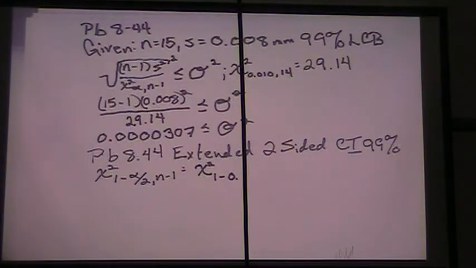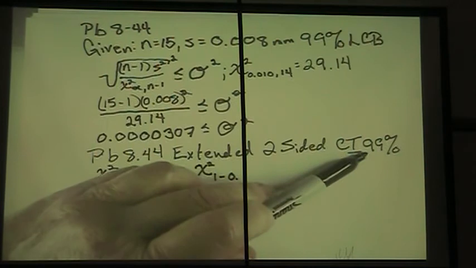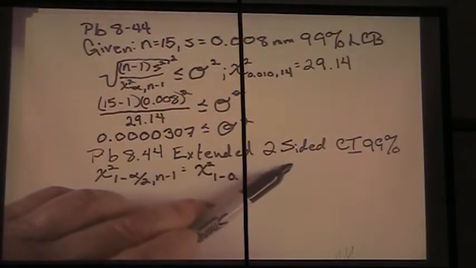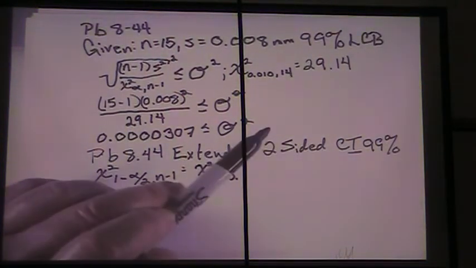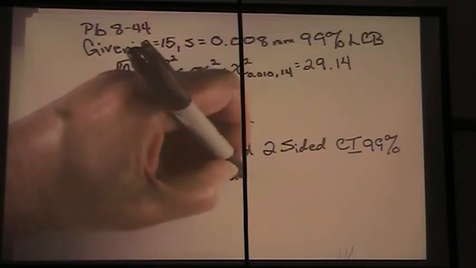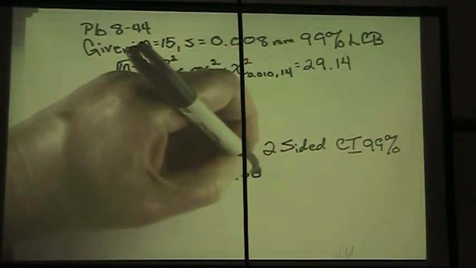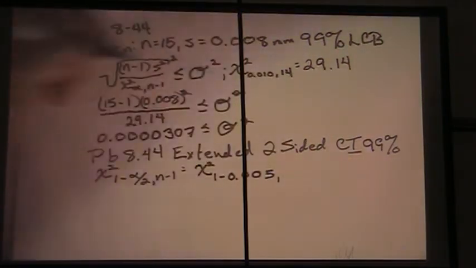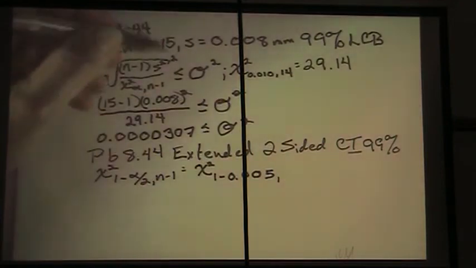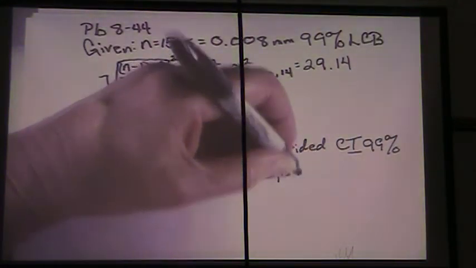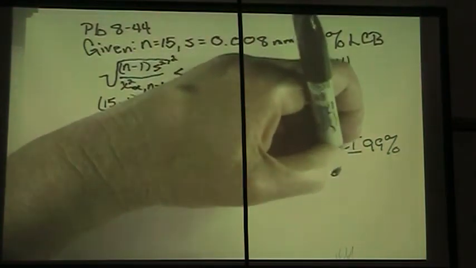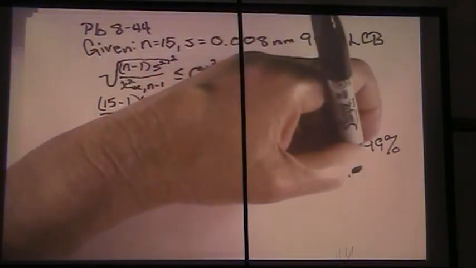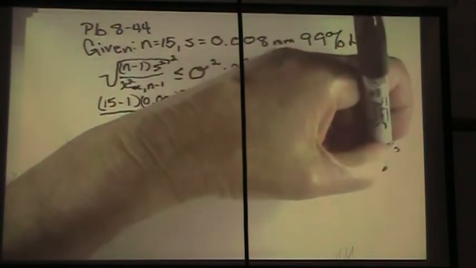In that case, we are going to be looking at chi squared of 1 minus alpha divided by 2 with n minus 1 degrees of freedom. So that is going to be equal to chi squared of 1 minus 0. All right, so if our confidence interval wants to be at 99% for two-sided, that's 1%. Translating that to a decimal becomes 0.005, and n minus 1, n is 15, so it's 15 minus 1. So that is chi squared of 0.995 with 14 degrees of freedom.